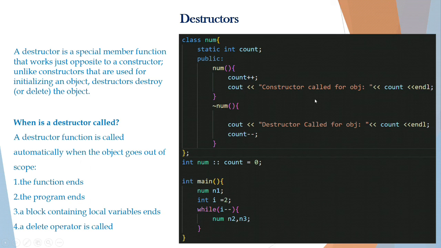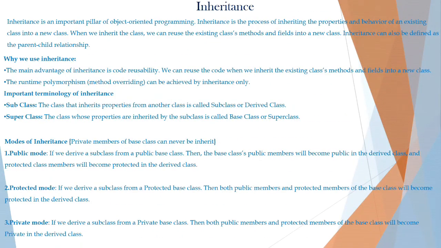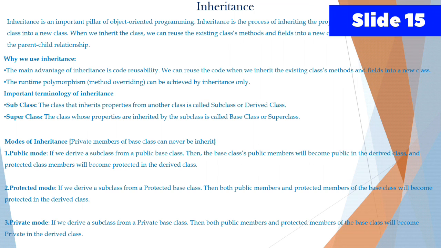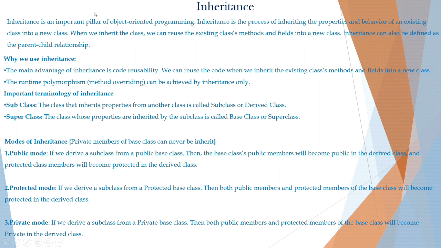Now move on to our next slide. Now we will read about probably the most important topic, that is inheritance. Inheritance is an important pillar of object-oriented programming. As I told, inheritance is the process of inheriting the properties and behavior of an existing class into a new class. It is something about parent-child relations. We will create a child class which will inherit some properties of the parent class.